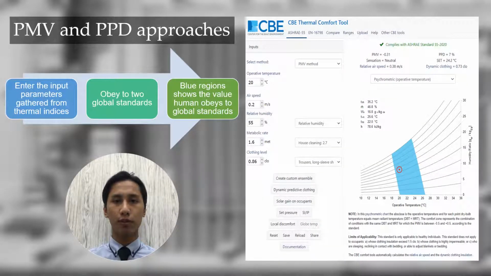Aside from CFD software, the thermal comfort is also measured using PMV and PPD methods through the CBE thermal comfort tool. The interface of the comfort tool is shown in the figure on the right side of the slide. This tool requires input values that are gathered from thermal indices. This tool obeys two global regulations, which are ASHRAE 55 and European standards. Once a valid value is entered in the required variables, the PMV and PPD values will be shown above the psychrometric chart. Next, the blue region in the chart shows the range of values that satisfy the global standards.